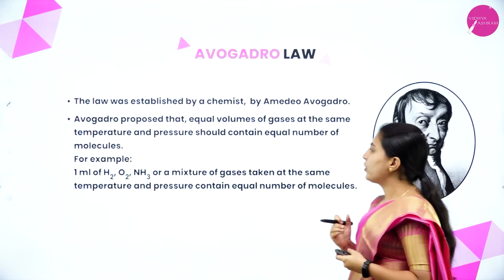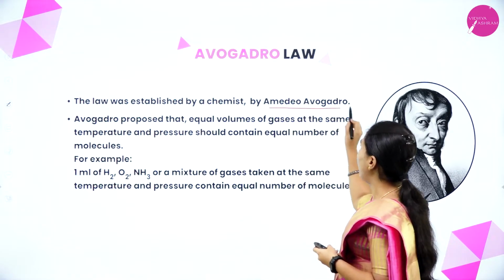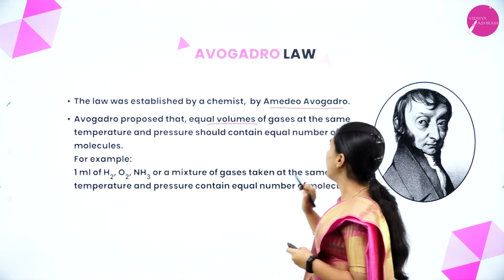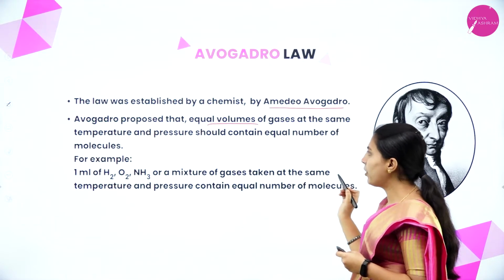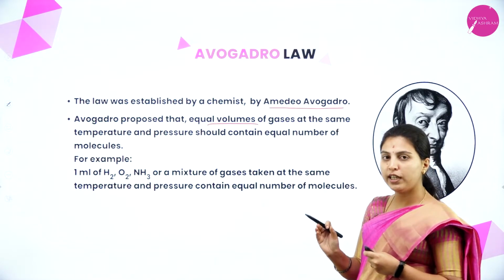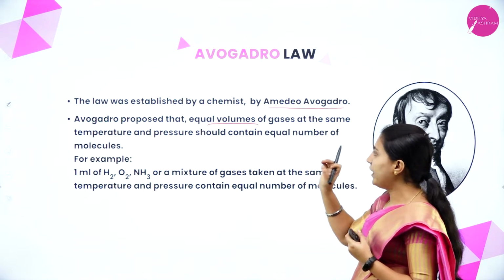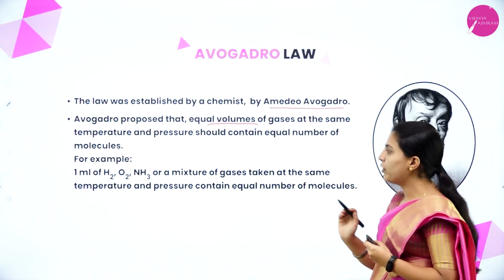Next is Avogadro's Law. The law was established by the chemist Amedeo Avogadro. Avogadro proposed that equal volumes of gases at the same temperature and pressure should contain an equal number of molecules. What he told here is that the same conditions, temperature and pressure, should be the same, and equal volume should be present to form an equal number of molecules.